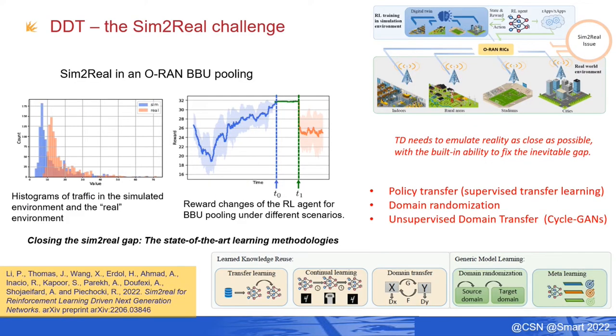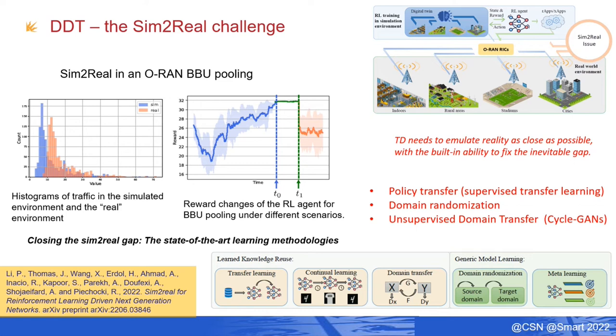Okay. I'd like to start wrapping this up. Time to discuss challenges. What is there to be done for these digital twins to be a valuable tool? There are lots of challenges, but I will concentrate on one that is, I think, extremely important and often neglected. And that's the sim to real gap challenge.